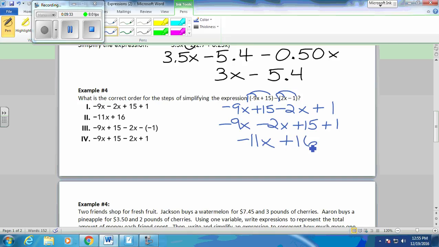So looking at the order, the first thing we did was multiply by that negative sign, which is technically choice 3. And then we did the negative times the negative. We kind of did these 2 steps together, so which is choice 4. And then choice 1 was grouping our like terms next to each other, and choice 2 was our final answer.